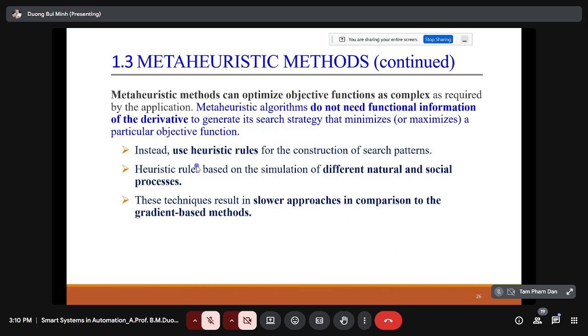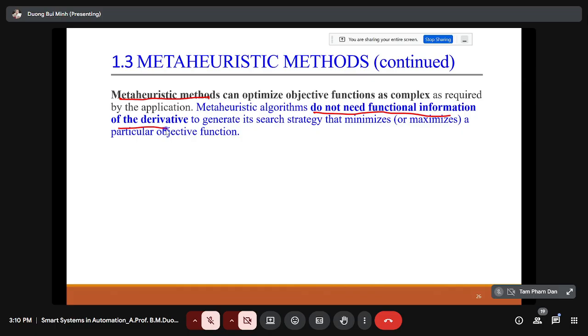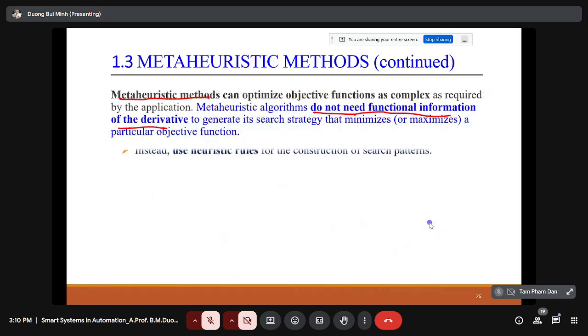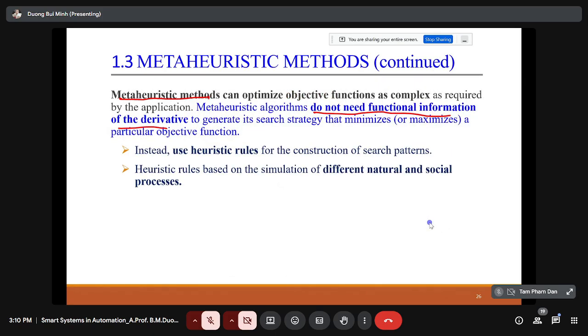So if we use meta-heuristic methods, we don't need functional information of the derivative. That means meta-heuristic methods can be applied to this function. A meta-heuristic is a strategy that minimizes or maximizes a particular objective function.